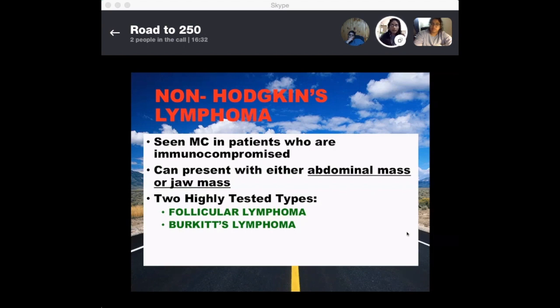So I'm going to talk about follicular lymphoma and Burkitt's lymphoma in slightly more detail than the rest. I guess I put these as maybe the most highly tested or high yield, but I'm going to talk about all of them.